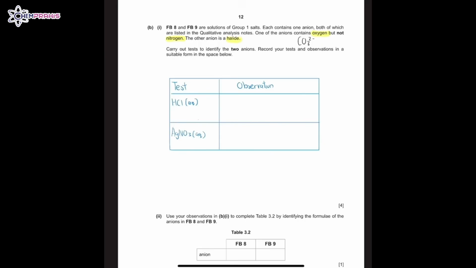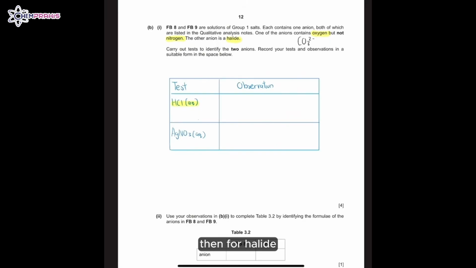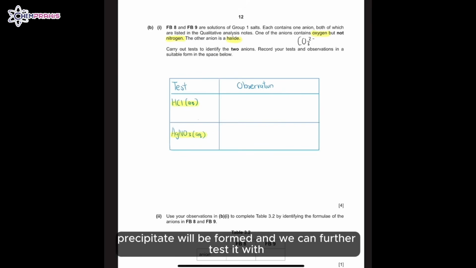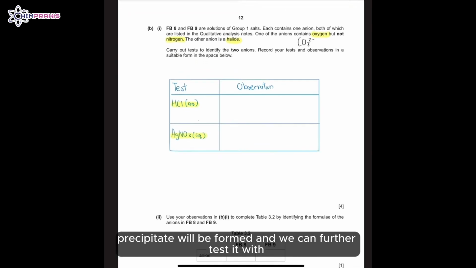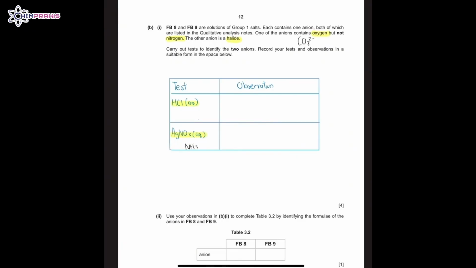If you want to test for the presence of carbonate ion, we definitely need acid, because then we can test for the presence of carbon dioxide, which will turn the lime water milky. Then for halide, we can use AgNO3, because then a PPT will be formed and we can further test it with NH3 to see if it's soluble or not soluble.